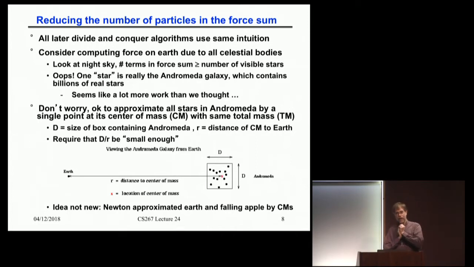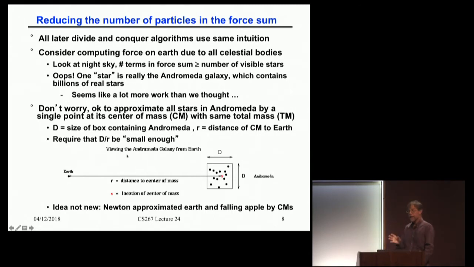You walk out at night, you look up at the sky at all those little white dots, and you say, oh, that's a lot of terms in my sum. And then you realize one of those white dots is the Andromeda Galaxy with lots and lots of little white dots inside of it. But your intuition was fine. We're going to replace the Andromeda Galaxy by its center of mass and its total mass. And conversely, we'll do the same for the Milky Way if you're in the Andromeda Galaxy.